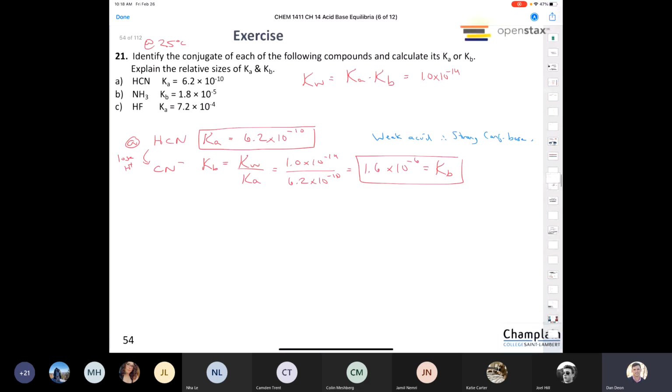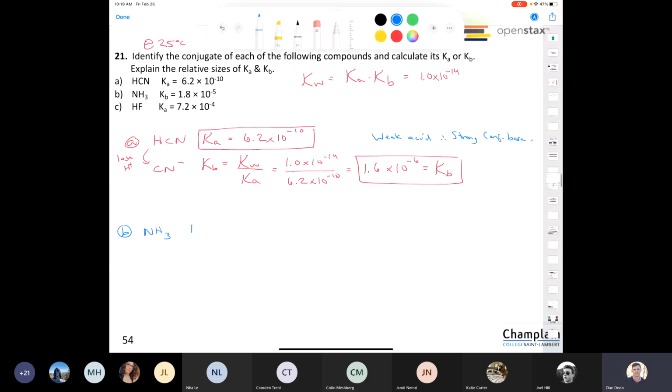Let's try the ammonia. So we have this base, ammonia, and we have our Kb, which is equal to 1.8 times 10 to the negative 5. Could anybody tell me what the conjugate of ammonia would be, based off of the information that's given here? The conjugate of ammonia, yeah, it's ammonium, right? NH4. Right here, we're going to add H plus.